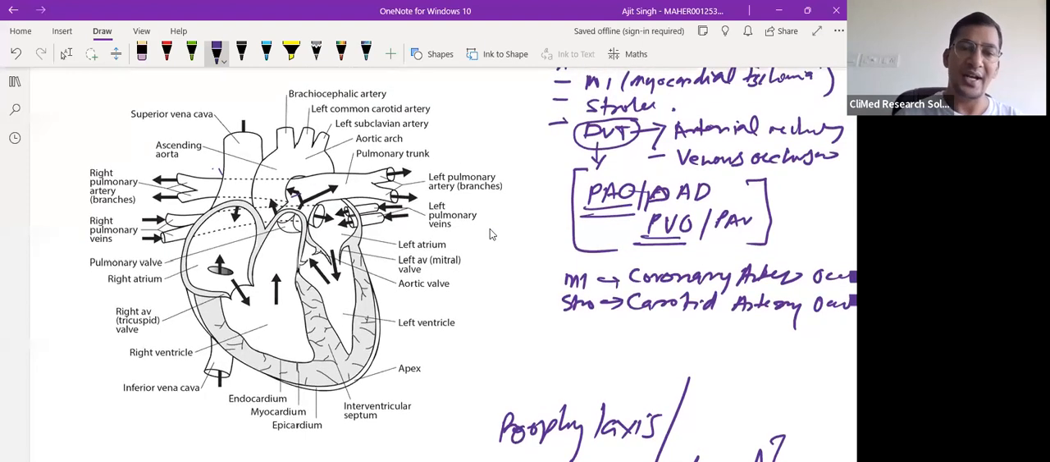So as you can see, this is your heart, and in that heart, let's start with this, the right atrium. This is your left atrium, and this is your left ventricle, and this is your right ventricle. This is your right atrium and this is your right ventricle. This is your left atrium and this is your left ventricle, LV.